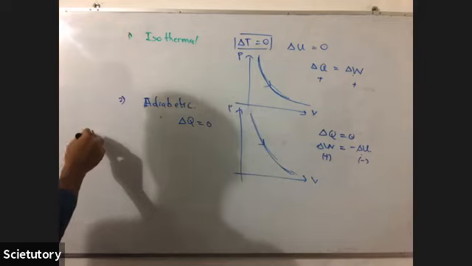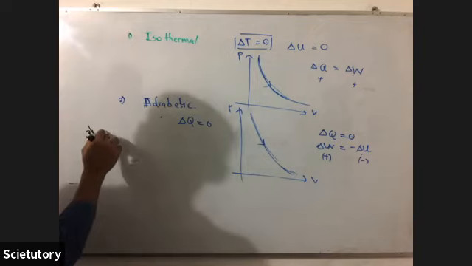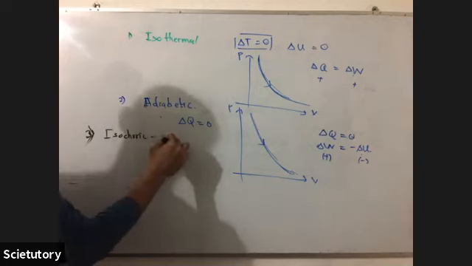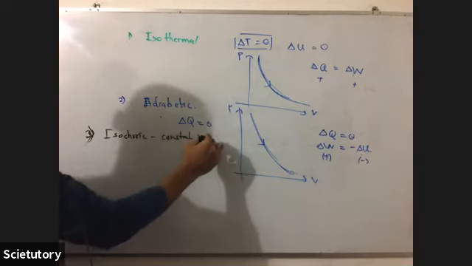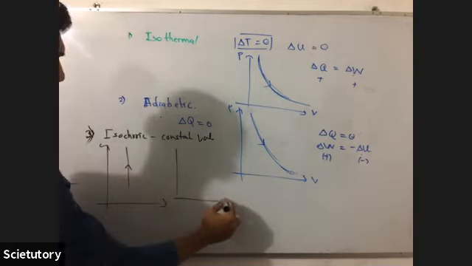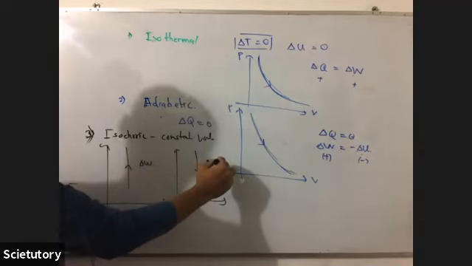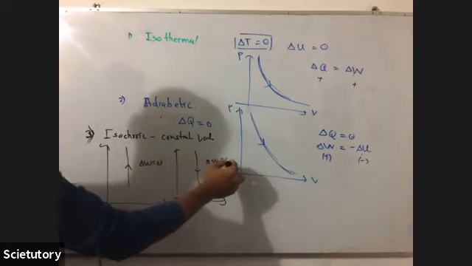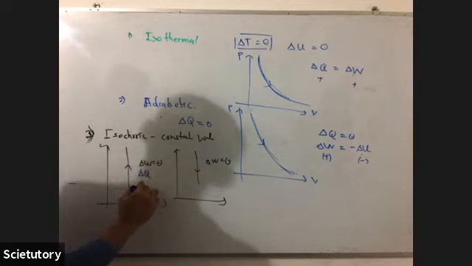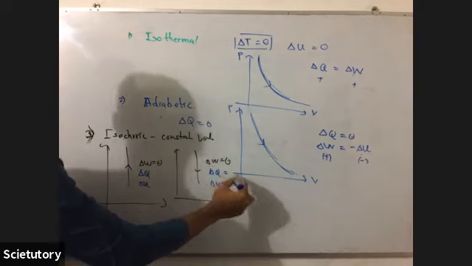So what is the third change? Isochoric. Isochoric is for constant volume. Here the graph is either like this or like this. So here delta W is what? 0. Good, 0, because there's no change in the volume. What do you think about delta Q and delta U?